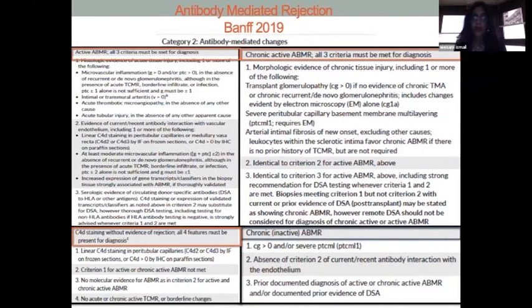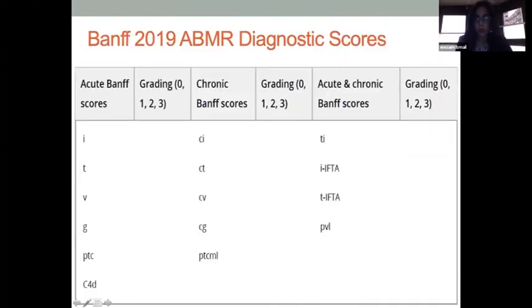So a diagnosis of a chronic active ABMR implies that you have activity which you can treat or manage, while a diagnosis of a chronic inactive ABMR means that there is no further activity and that this patient is unfortunately chronic and that there is nothing more we can do. However, the reason for this chronicity, or the reason why this patient is losing their graft, is antibody-mediated rejection.